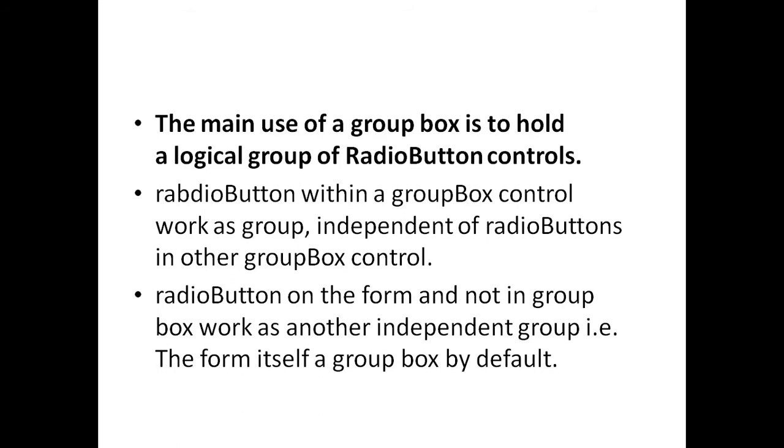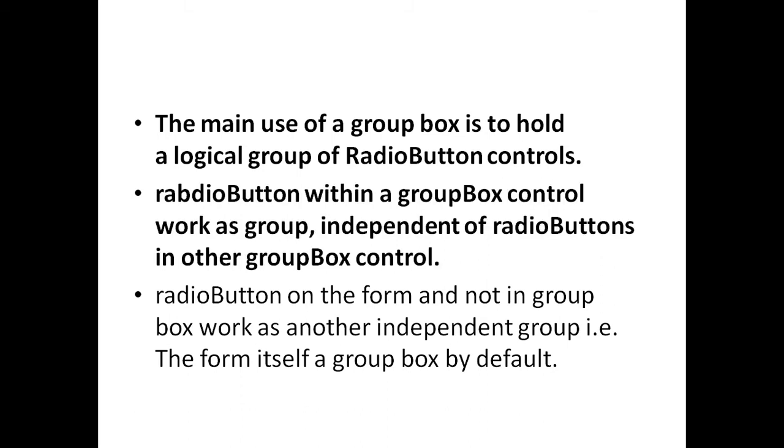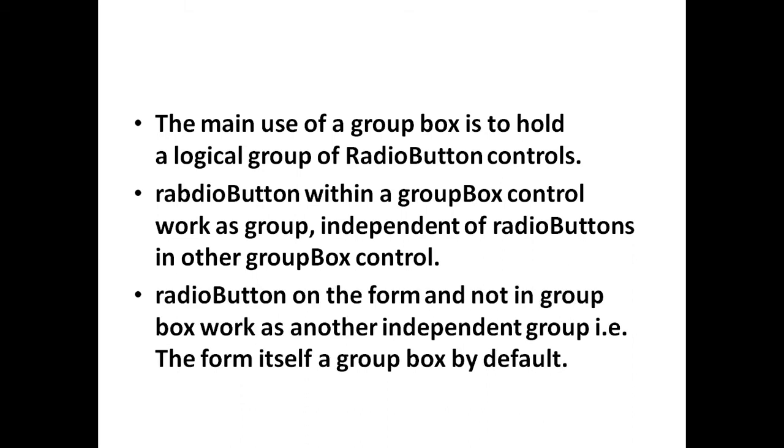Main use of a group box is to hold a logical group of radio button controls. Radio buttons within a group box control work as a group independent of radio buttons in other group box controls. Radio buttons on the form and not in a group work as another independent group, that is, the form itself is a group box by default.